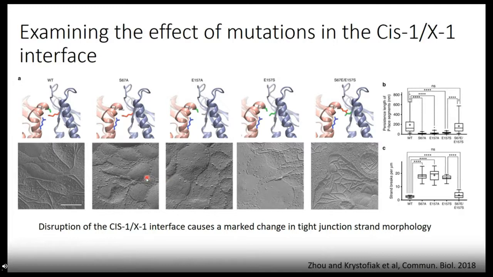So the fact that they still form junctions, but they're disrupted, suggests that this is a cis interface that's important, but probably not the only cis interface that exists. It's probably a second one that's allowing the strands to at least partially form, that we can detect by tight junction or by freeze fracture or by confocal. That's probably that second cis interaction that we saw across the strand. We'll revisit that in a little bit.